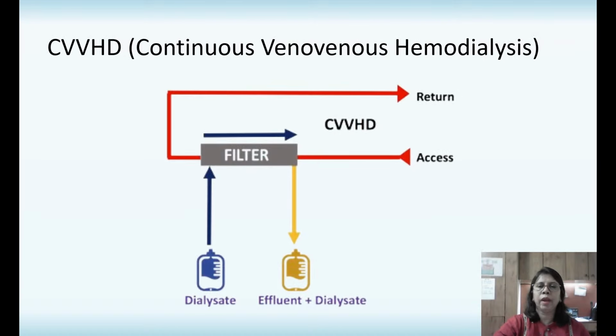Let us now take a look at CVVHD, that is continuous veno-venous hemodialysis. In this again, blood is removed from the patient through a vascular access, passed through the filter and returned to the patient. A dialysate is perfused before the filter in the direction which is counter current to the blood flow. And then there is an effluent which consists of the spent dialysate as well as the ultrafiltration which was necessary to achieve a negative fluid balance in the patient.